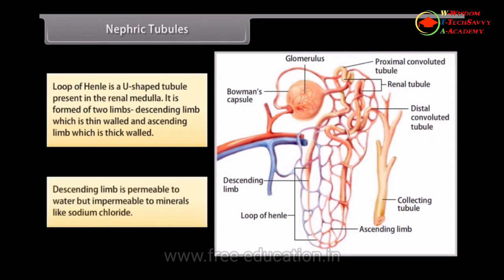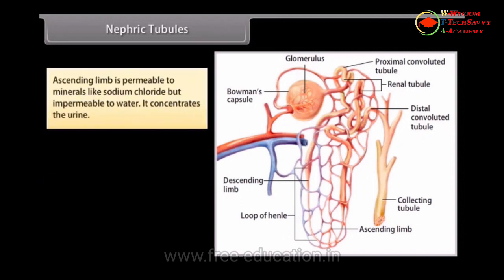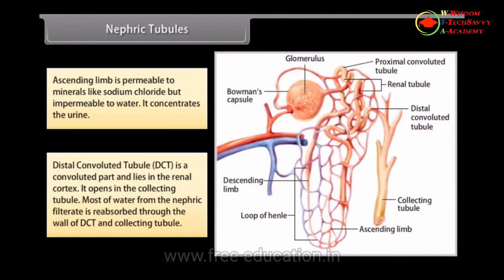Descending limb is permeable to water but impermeable to minerals like sodium chloride. Ascending limb is permeable to minerals like sodium chloride but impermeable to water. It concentrates the urine. Distal convoluted tubule DCT is a convoluted part and lies in the renal cortex. It opens in the collecting tubule. Most of the water from the nephric filtrate is reabsorbed through the wall of DCT and collecting tubule.